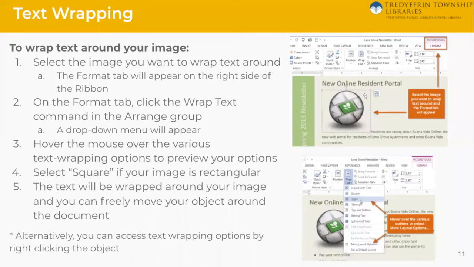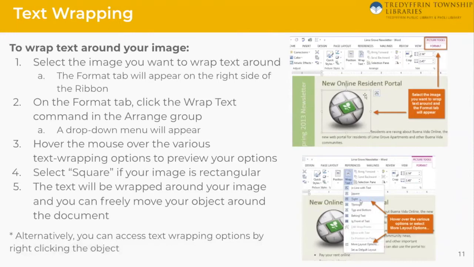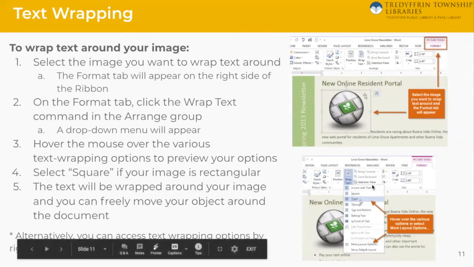Alternatively, you can access the text wrapping options by right-clicking the object. A menu will pop up. You'll see the option for text wrapping. You'll move over and it'll bring down another drop-down menu and it'll be this drop-down menu exactly, and then you'll select the text wrapping of your choice.